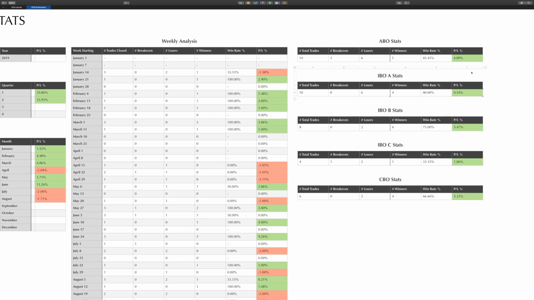IBO A, strike rate 40%. Potential issue there, right? Simply because an IBO A typically has the highest strike rate. Out of all the IBOs, you should have the highest strike rate on it because it has the most development, right?